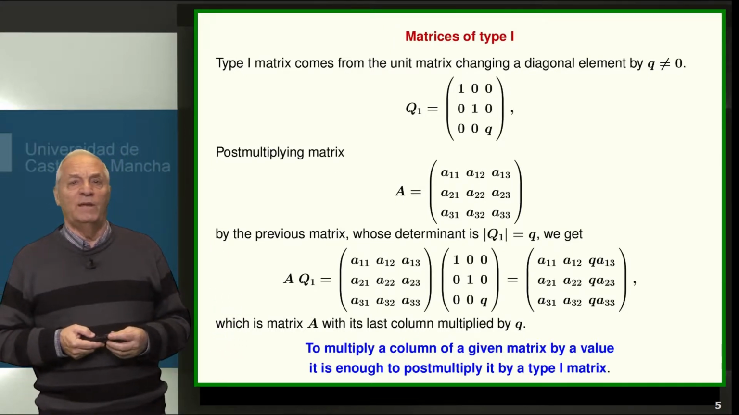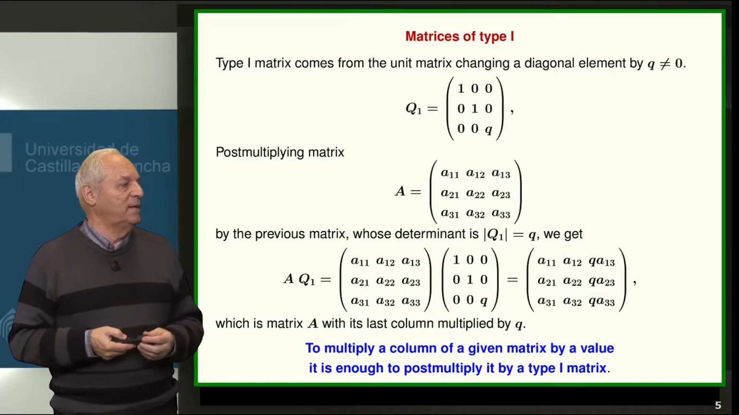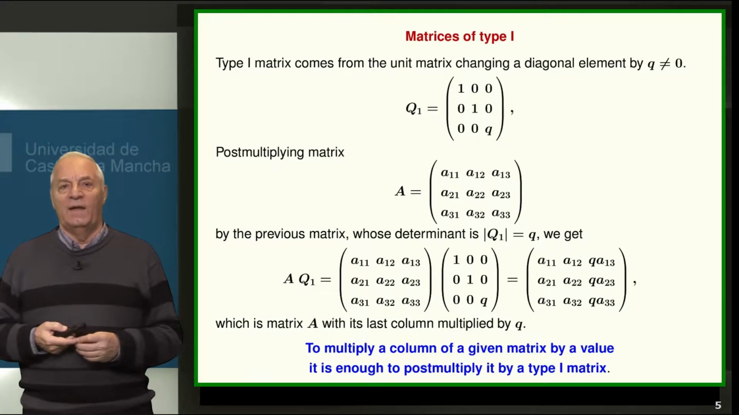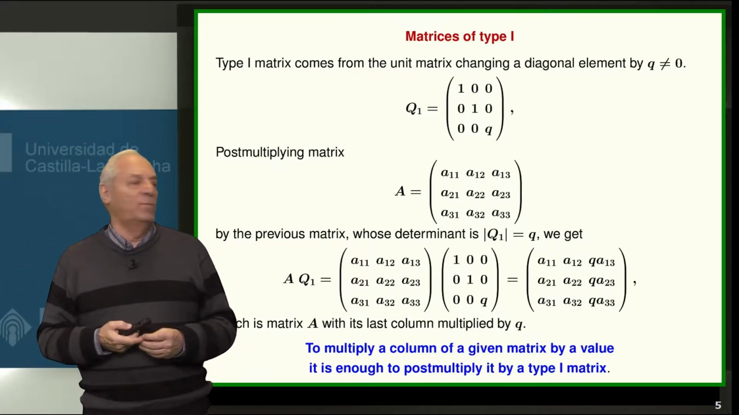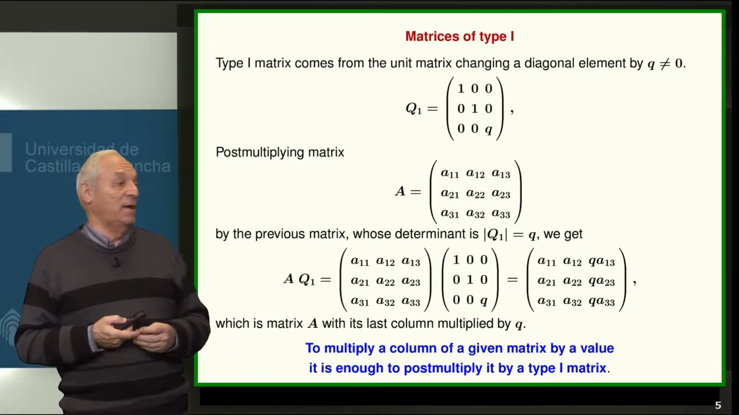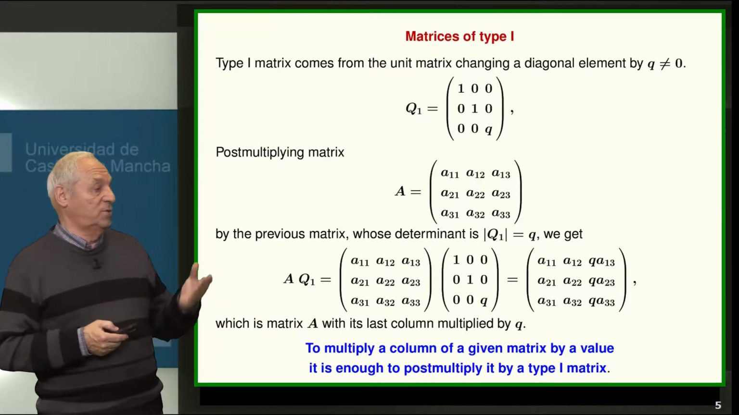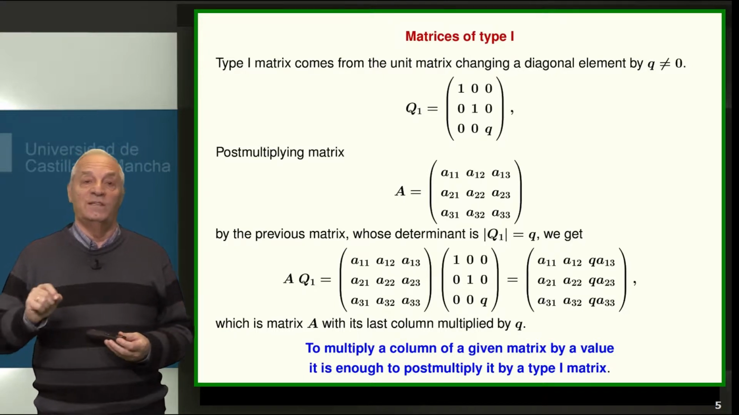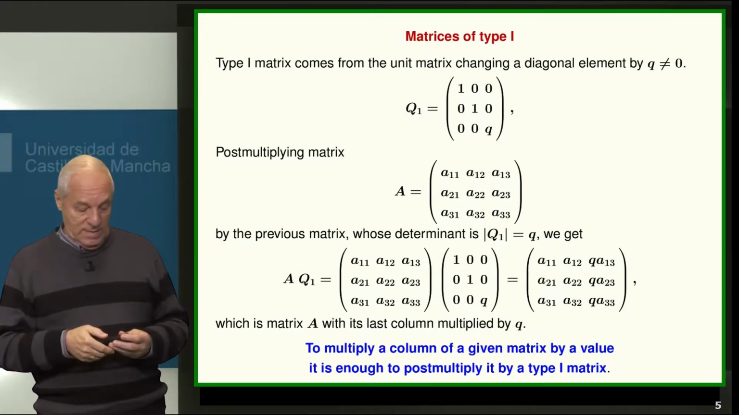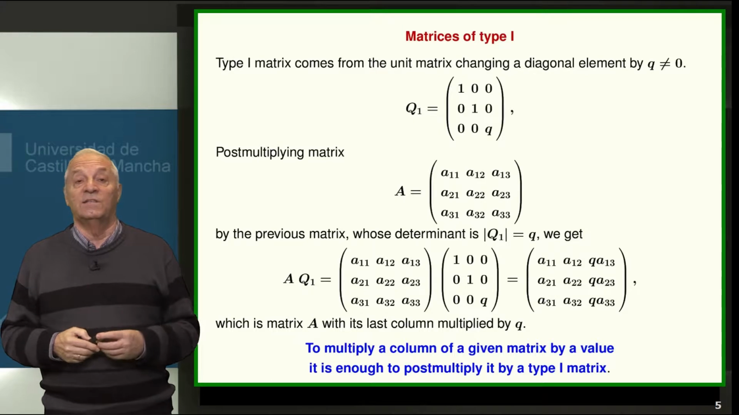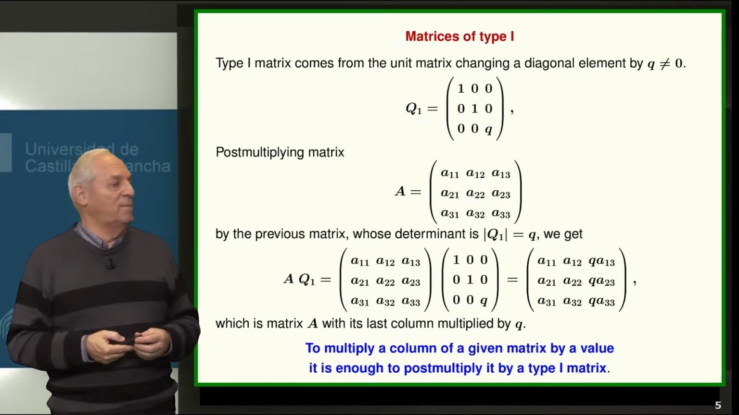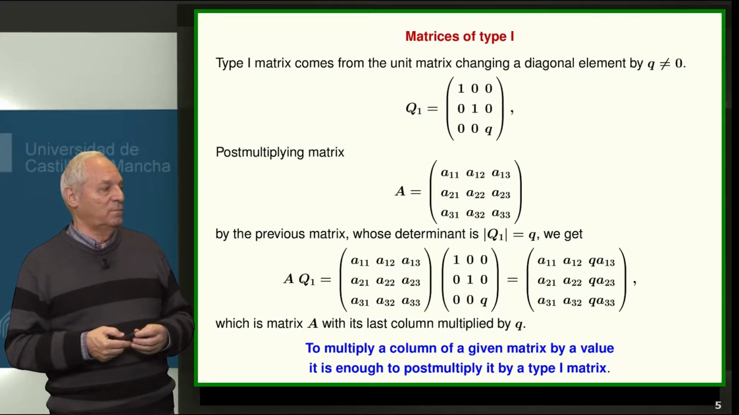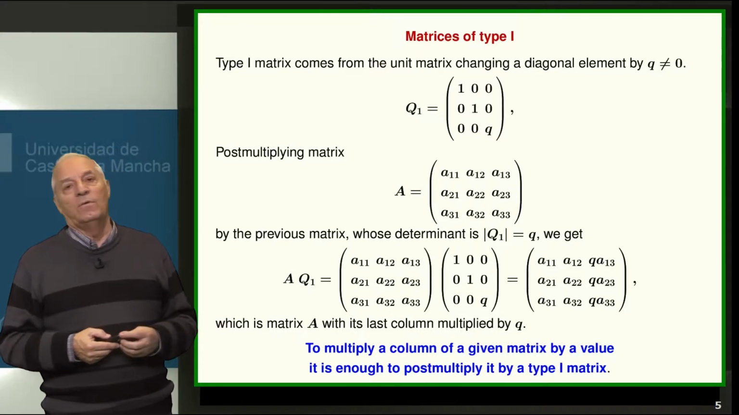Now let's consider a general matrix A, which has the elements that you see there, and we are going to post-multiply this matrix by the type 1 matrix Q1, that is, we multiply the matrix A from behind by Q1, and we get the matrix that you have there. It is interesting that, as students, you do it by hand, so you can see that effectively the result is that matrix, and in addition, you refresh the product of matrices.